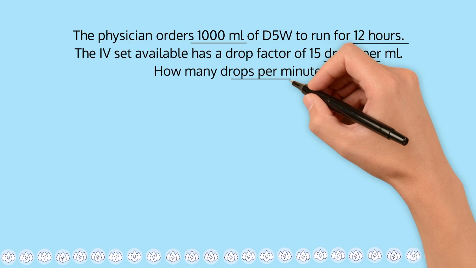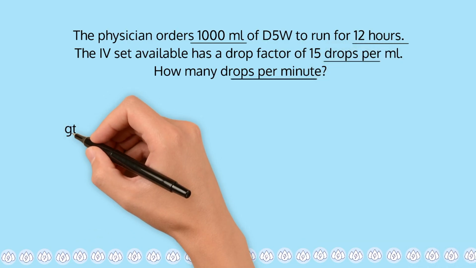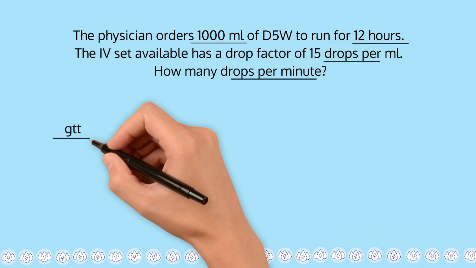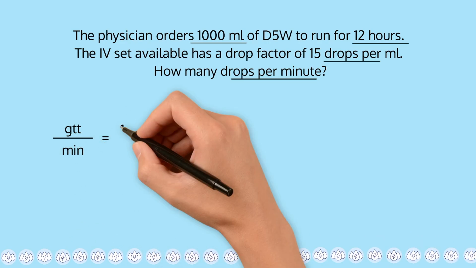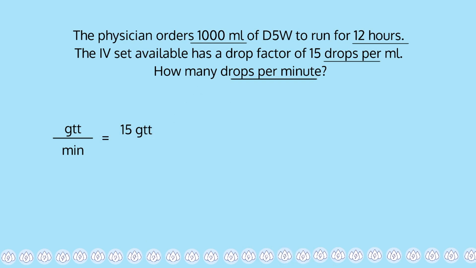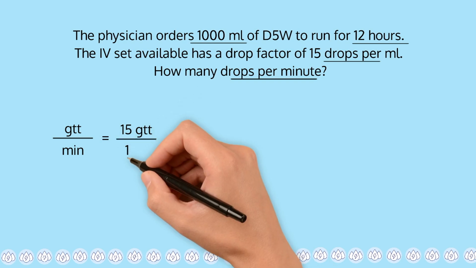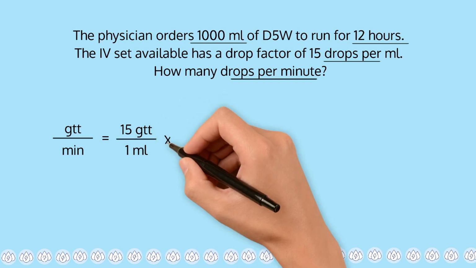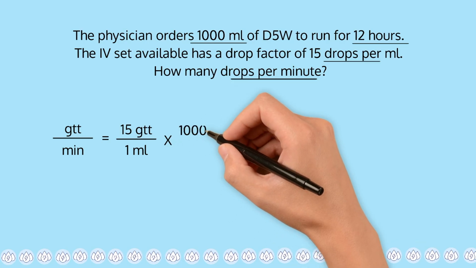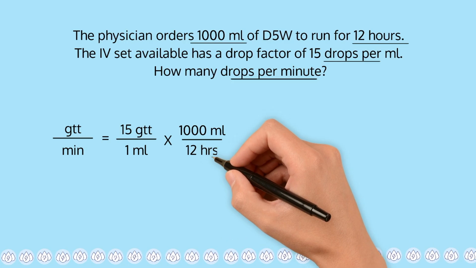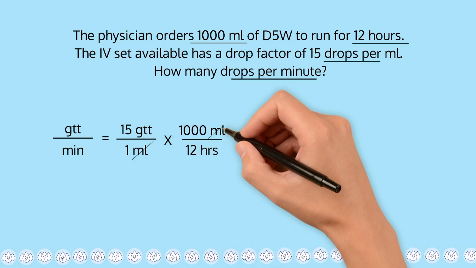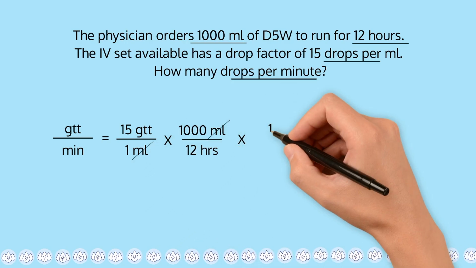Drops over minute is 15 drops per ml. So we'll put that first. Now we have drops over ml and we're looking for drops per minute. So we need to cancel out our mLs. We'll multiply by the ordered volume, which is 1,000 mLs over 12 hours. We'll be able to cancel out our mLs. Now we're left with drops over hours. And we're looking for drops over minutes. So this means we need to do a conversion from hours to minutes. So 1 hour is 60 minutes. We can cancel out our hours.